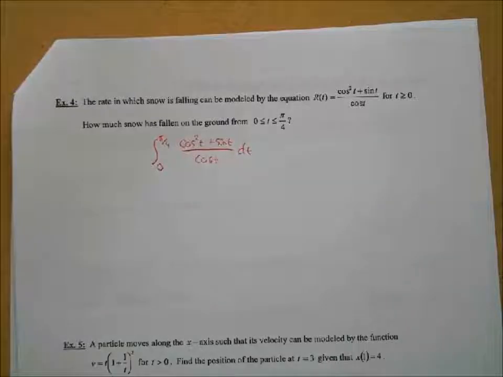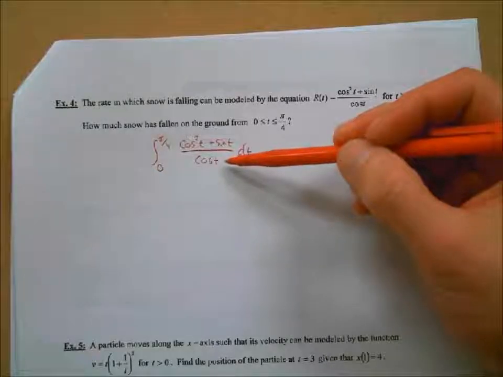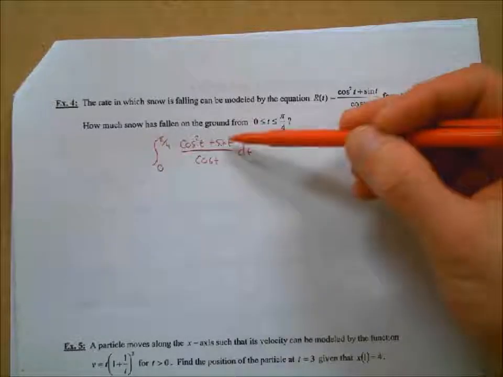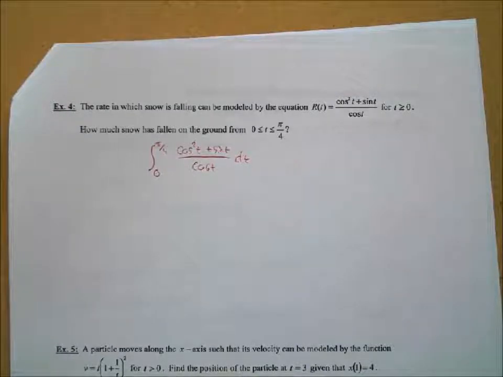Do we want to use a u substitution here? Maybe not right off the bat, because if we let u be cosine of t, our du would be negative sine. We do have a sine, but then we also have this plus cosine squared. So, ideas here about what we can do? Kurt? Separate the numerator.